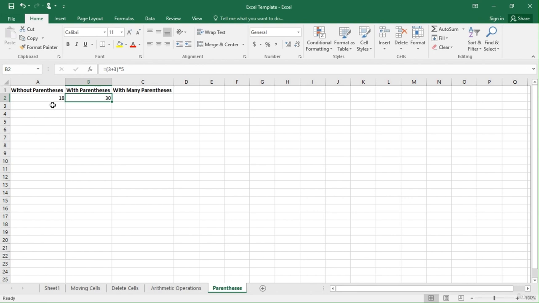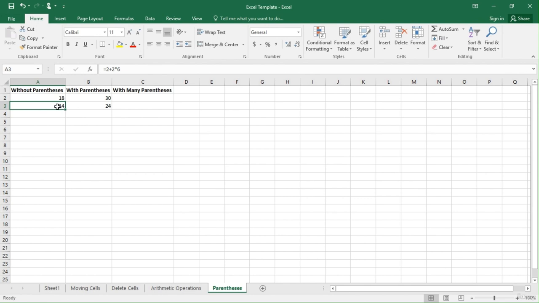Let's try another example so you can also understand this. Let's try equal to 2 plus 2 times 6. We have 14. Let's try this with parentheses. (2 plus 2) times 6. Now we have 24.